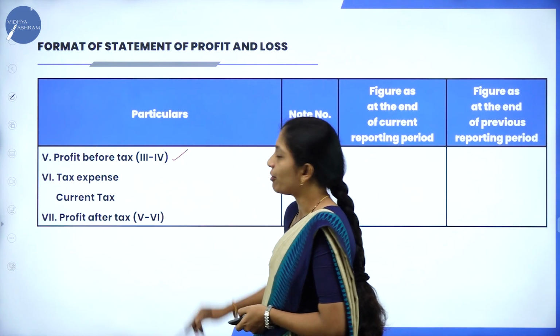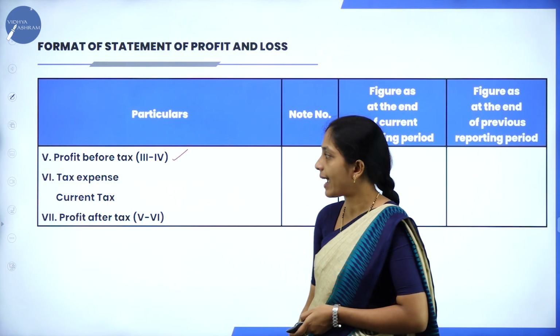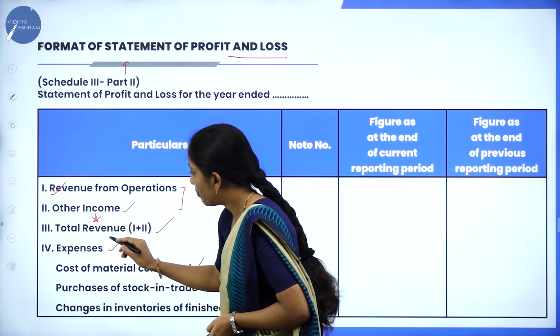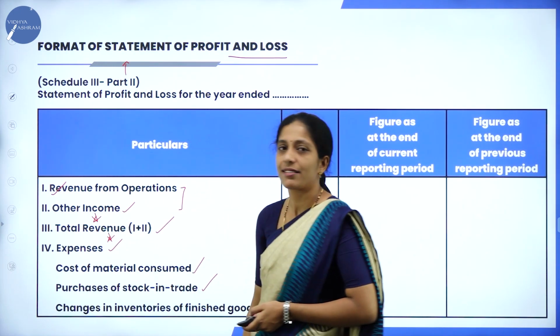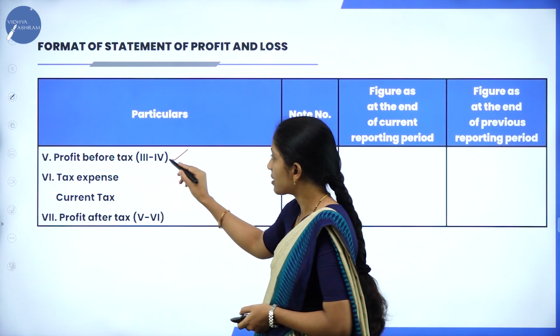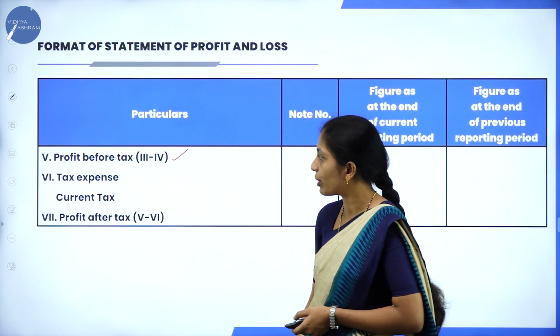Fifth one is profit before tax. How do you get profit before tax? Your total revenue minus total expenses. 3 minus 4, you will get profit before tax.